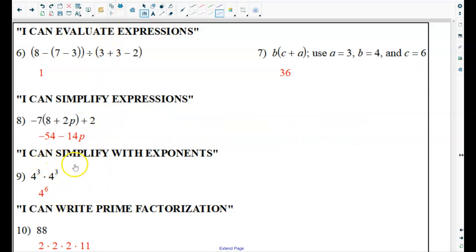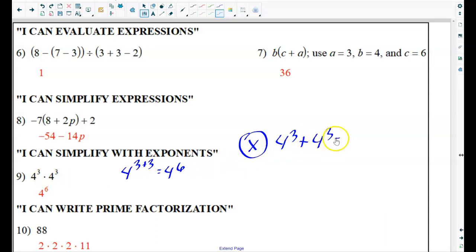Okay, can we simplify with exponents? I'm very confident you can, so let's do this one real quick. This one, I notice that it's the same base, 4, so that means I can add the exponents, which gives me that same base, 3 plus 3 is 6. Now, this is the wrong interpretation. Okay, do not allow yourself to do this.